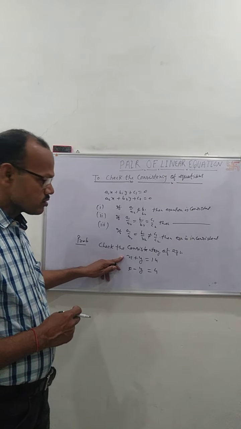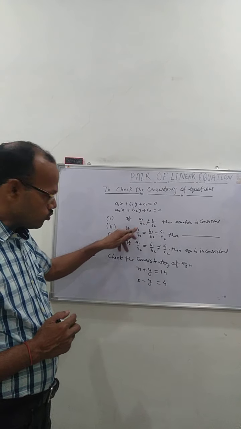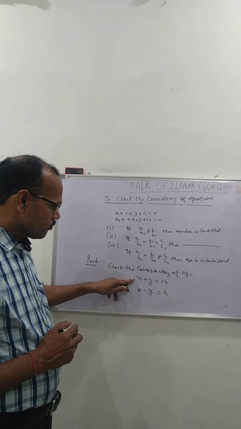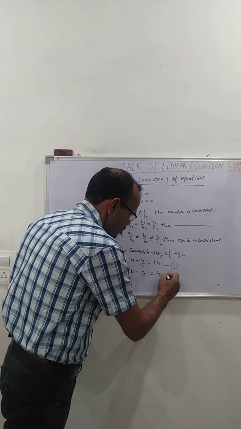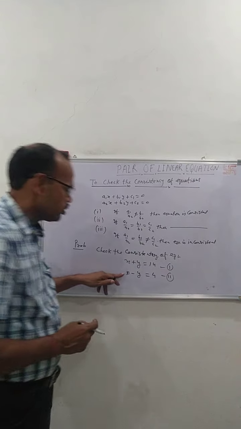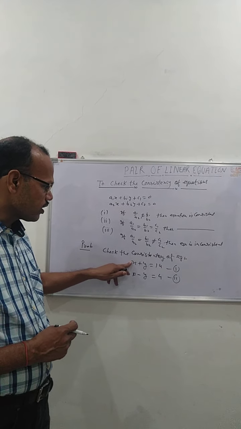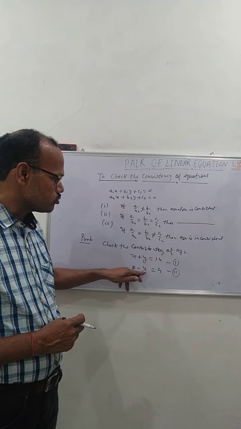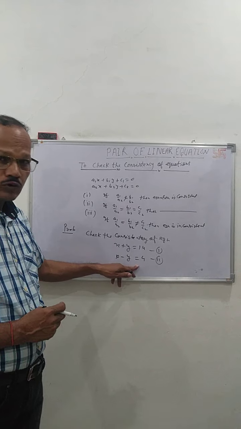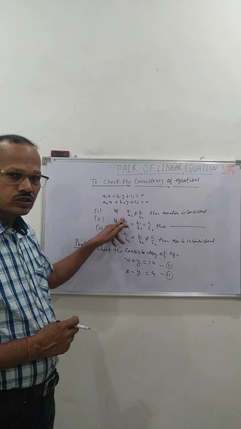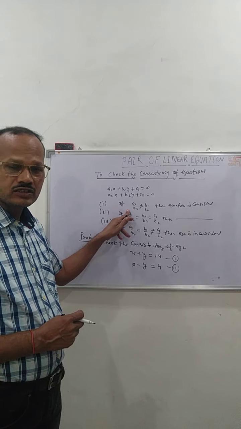So in this case, what is a1 and a2? a1 is the coefficient of x in the first equation and a2 is the coefficient of x in the second equation. So first we identify a1, a2, b1, b2 and c1, c2. After that we put those values in the first condition. If the condition holds, then the equation is consistent.